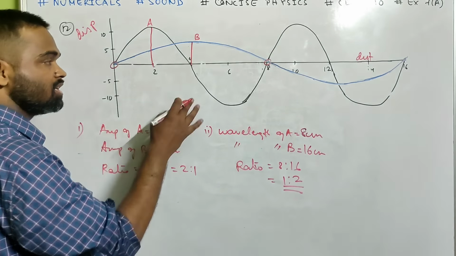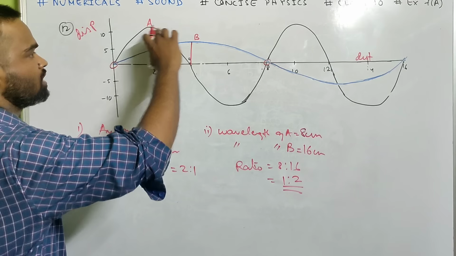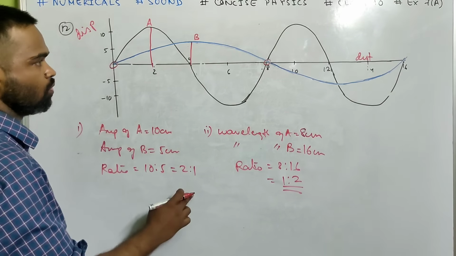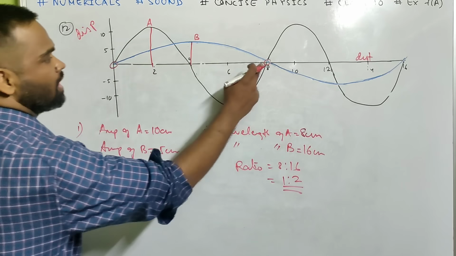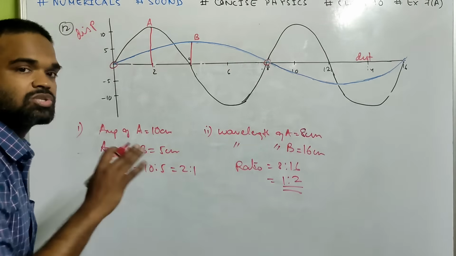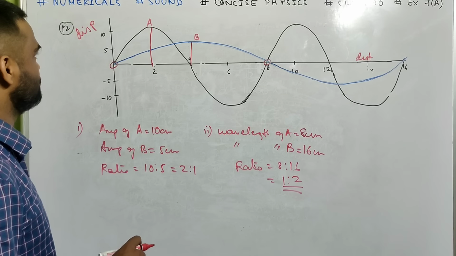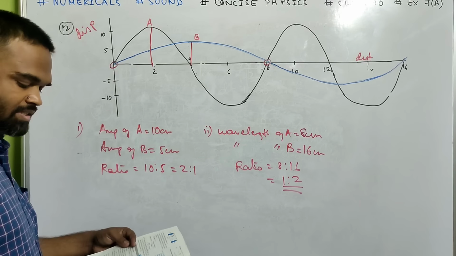Very easy. Just see the diagram properly. Amplitude 10, 5, so 2:1. Then wavelength 8 and 16, so 1:2. Very simple. So this was the last sum.